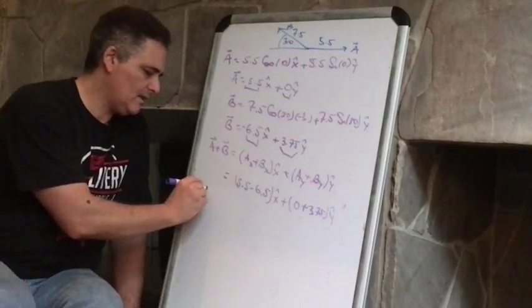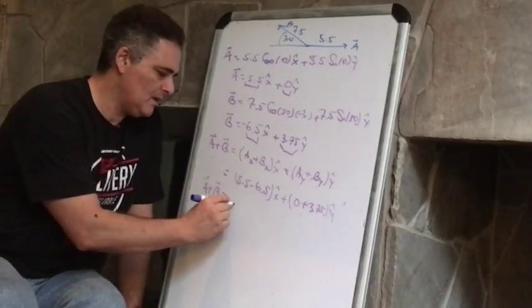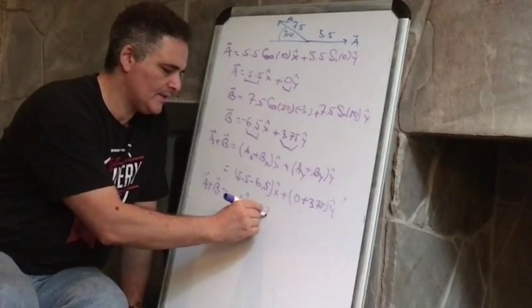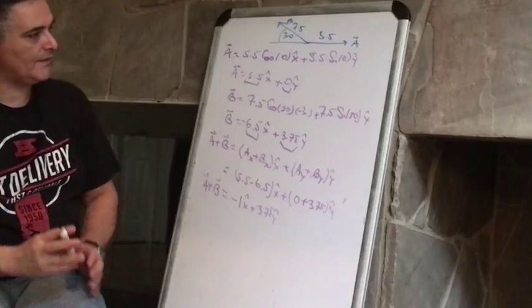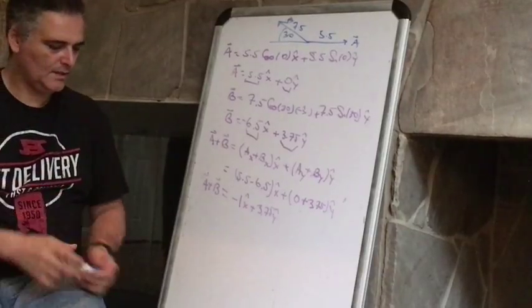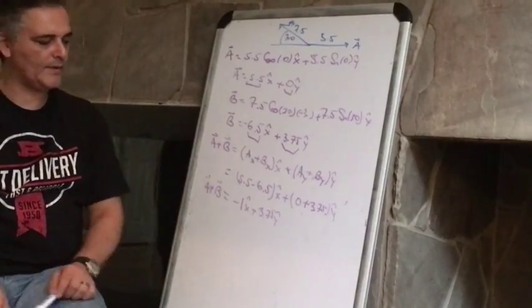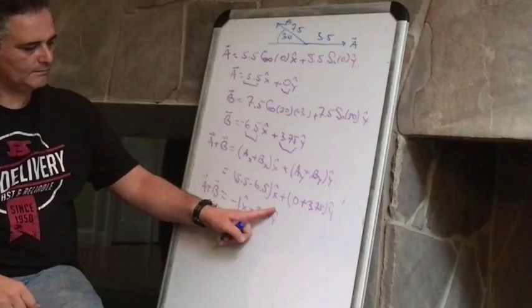So that means that the vector A plus B is going to be negative 1 in the X direction, plus 3.75 in the Y direction. Well, I started out so good, now it's starting to fade. Okay, so the X part is negative 1, the Y part is 3.75.